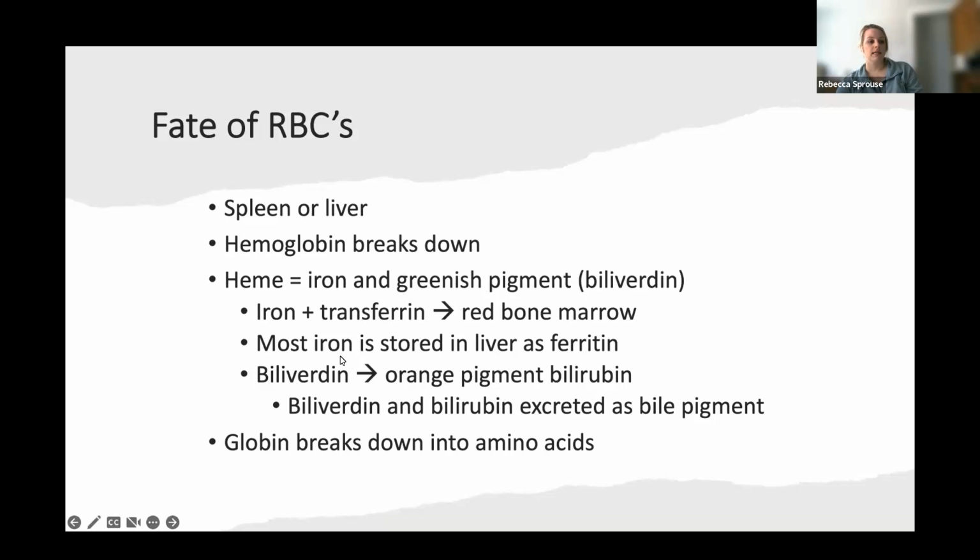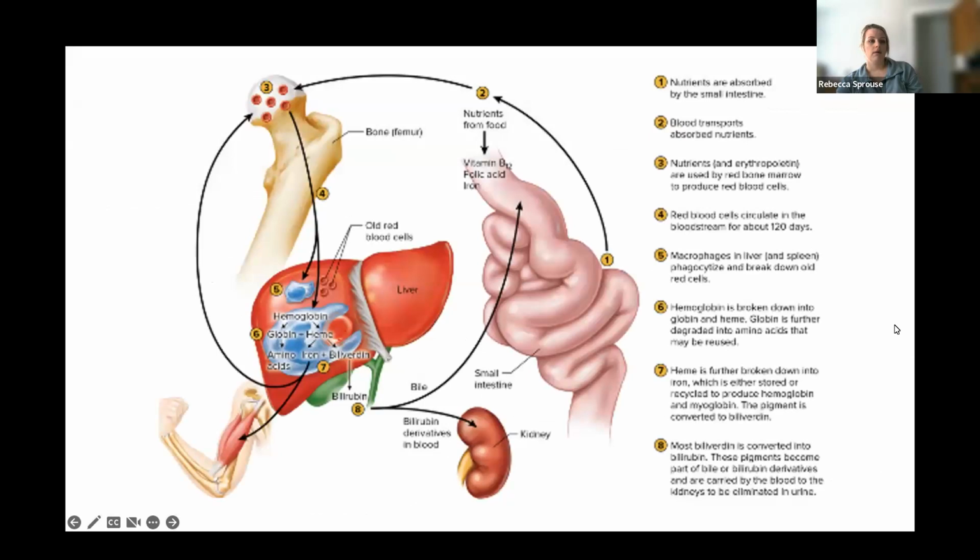So that's what happens to heme. The globin chains break down into amino acids and are just recycled, because remember, those are proteins, which are long chains of amino acids. Here's what this looks like.